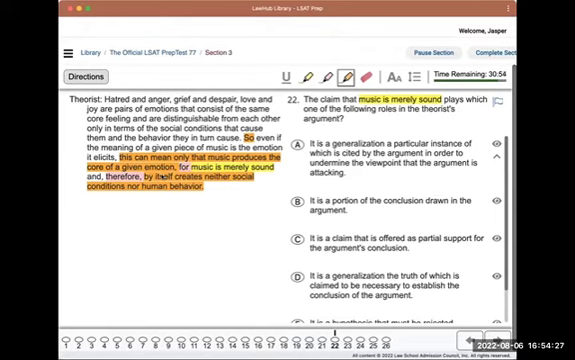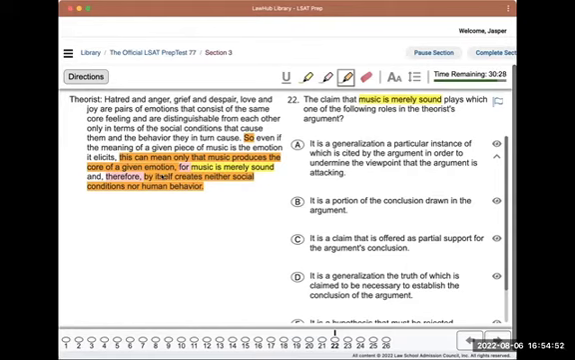Okay, so is it a generalization? It is a generalization, a particular instance of which is cited in the argument in order to undermine the viewpoint that the argument is attacking. Oh boy. So I'm not sure that I can point to a viewpoint the argument is attacking. So that is, yeah, not great.